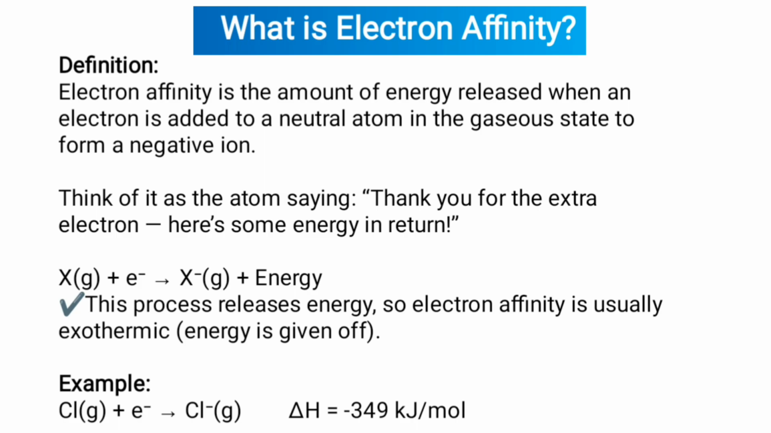When the atom X accepts an electron and forms X negative ion, it releases energy, which is the electron affinity. This process releases energy, so electron affinity is usually exothermic, meaning energy is given off. Example: chlorine accepts an electron and forms chloride ion in gas state, and delta H is equal to minus 349 kilojoule per mole. This is electron affinity.